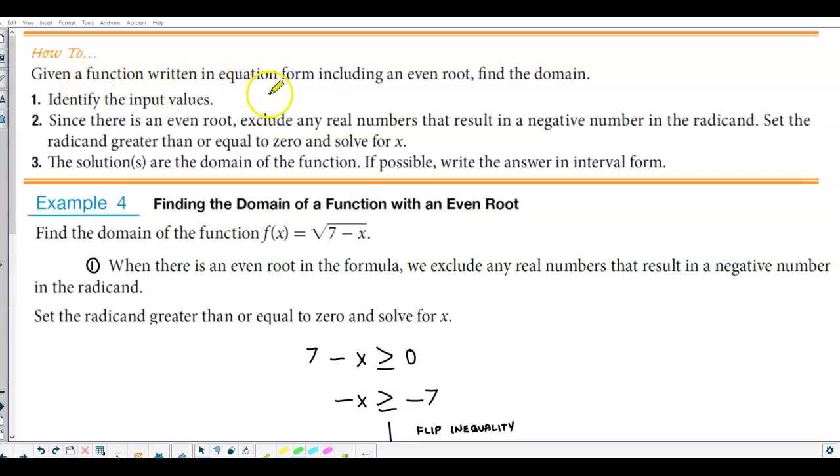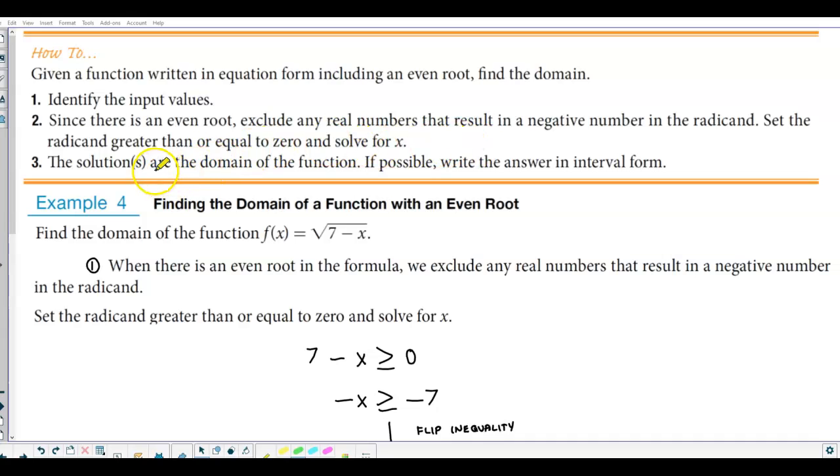Given a function written in equation form, including an even root, we want to find the domain. Number one, we need to identify the input values. Two, since there is an even root, exclude any real numbers that result in a negative number in the radicand. Set the radicand greater than or equal to 0 and solve for x.